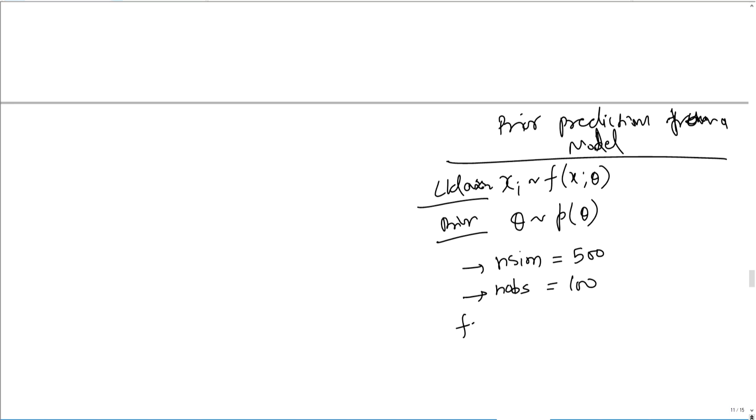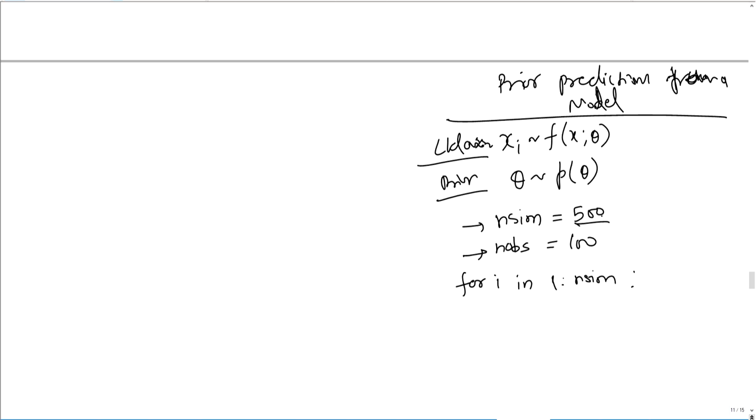Now, you can iterate through these 500 simulations. So, for i in 1 to n sim, I am going to generate a prior predictive sample corresponding to each sample from the prior, right. How? I am iterating through all these 500 simulations. For each simulation, I just need to draw theta, okay. So, draw theta from its prior distribution p of theta.